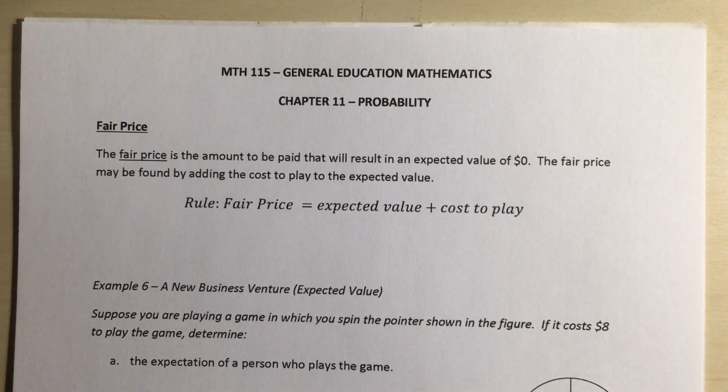Right, so the last thing that we're going to look at in section 11.3 is fair price. The fair price is the amount to be paid that will result in an expected value of 0. The fair price may be found by adding the cost to play to the expected value. So what we're going to do is first figure out our expected value, and then once we have that, we can identify our fair price.